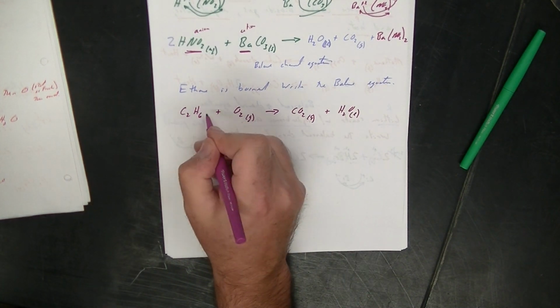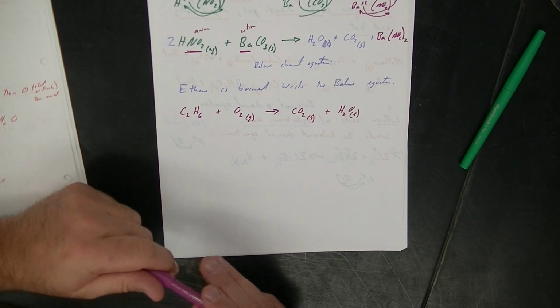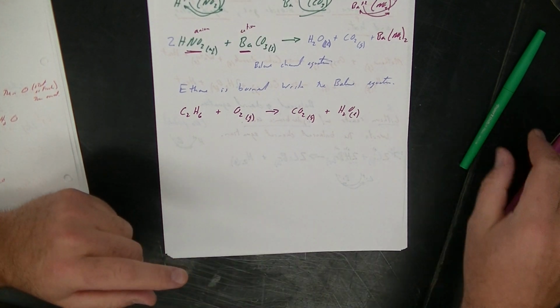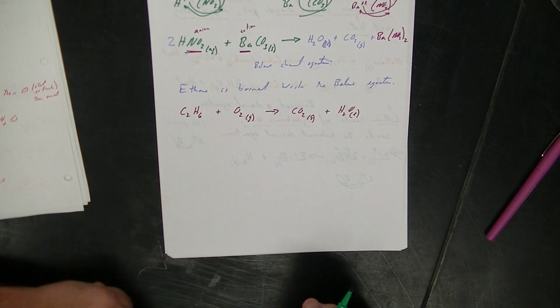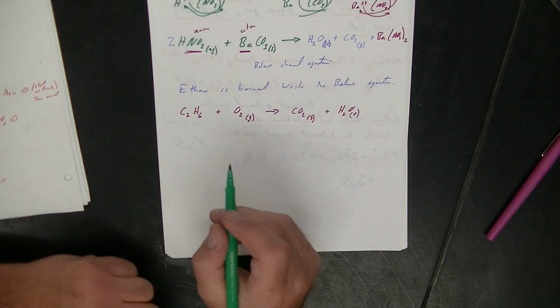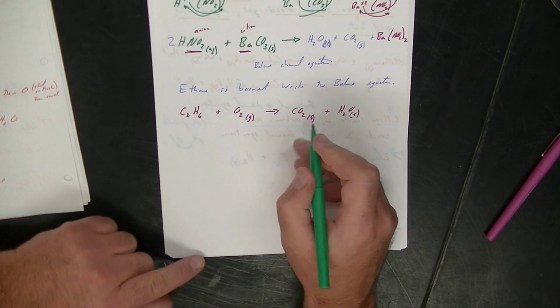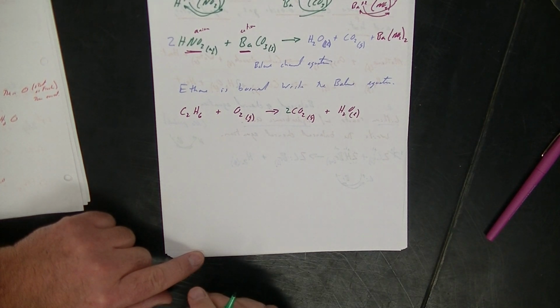You probably don't know what form that's in, and that's fine. Now, let's go ahead and balance this. In these combustion reactions, I told you to start with the carbons. I have two carbons here and one on this side, so I'm going to need a 2.